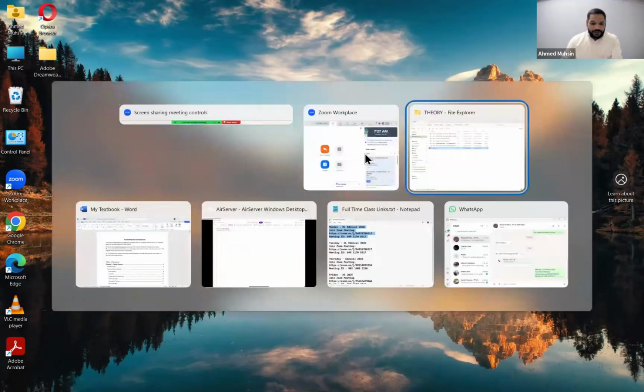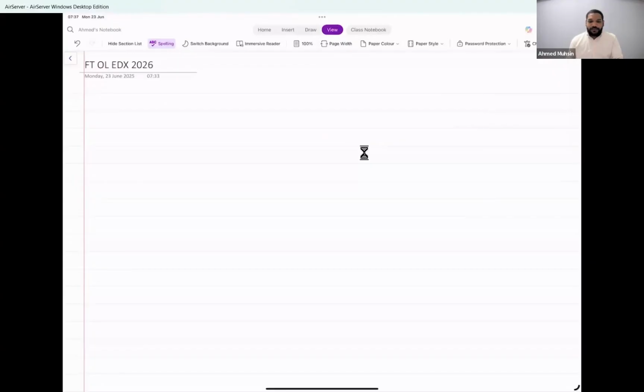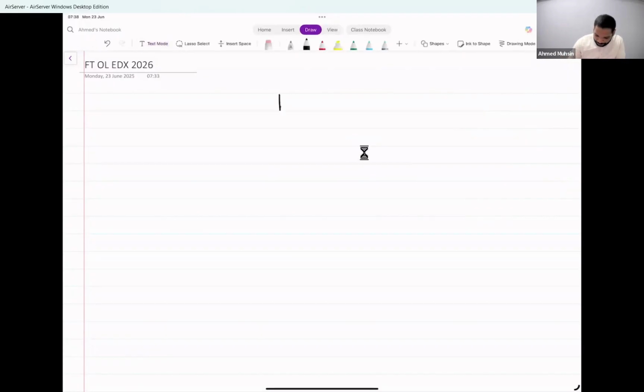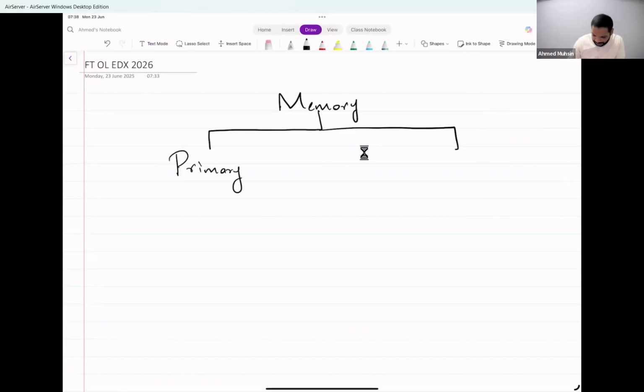Now everybody, let's do a quick revision on chapter number 3, what we learned so far. When we talk about your computer's memory, remember there are two words: memory and storage. We broke memory down into two main categories. What were the two main categories? Secondary and primary. So when I write memory over here, underneath this you can have two categories: your primary, and your secondary.